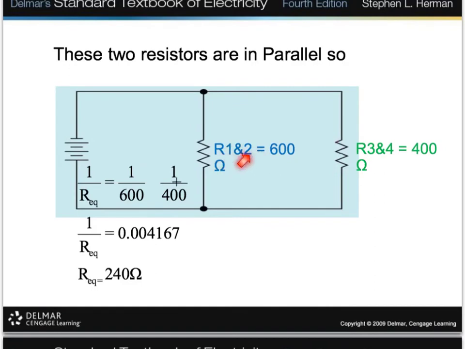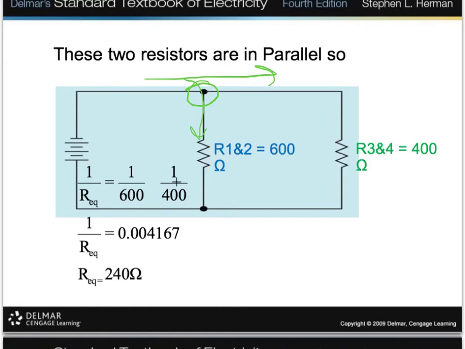Okay, so there's R1 and 2, all combined together, 600 ohms. R3 and 4, 400 ohms. These guys are in parallel because the current has a choice of which direction to go. The current can go this way, or it can go this way. When it hits the node, it has a choice of which way to go.